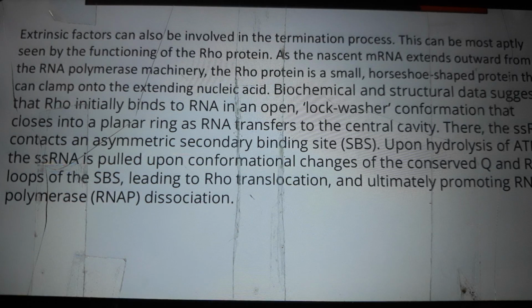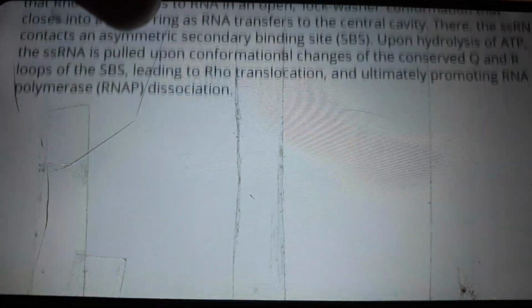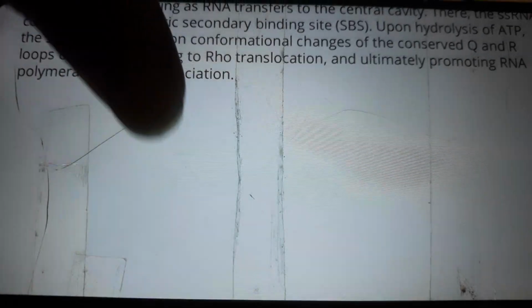There, the ssRNA contacts an asymmetric secondary binding site, SBS. Upon hydrolysis of ATP, the ssRNA is pulled up upon conformational changes of the conserved Q and R loops of the SBS, leading to Rho translocation and ultimately promoting RNA polymerase (RNAP) dissociation.